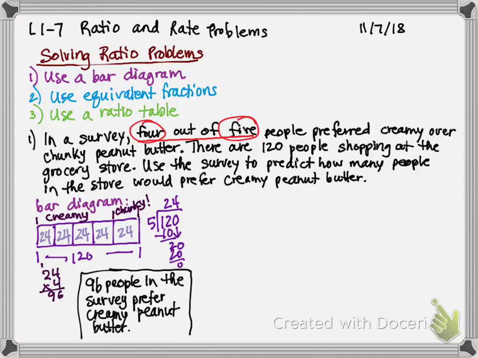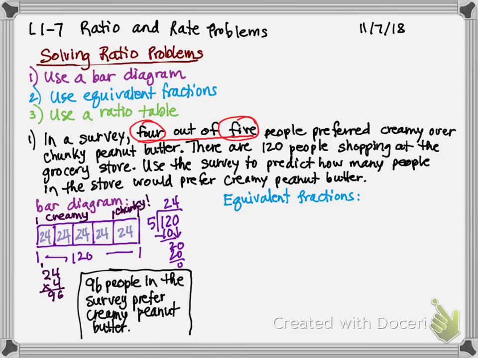Okay. So not everybody likes doing bar diagrams, so let's do the second strategy. Let's do the same problem, but let's try it with equivalent fractions. Now, the problem with this strategy is that you got to have numbers that you know are going to go into each other. If you don't, then this strategy is not a really good one.